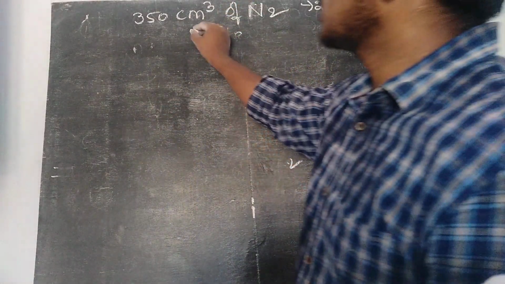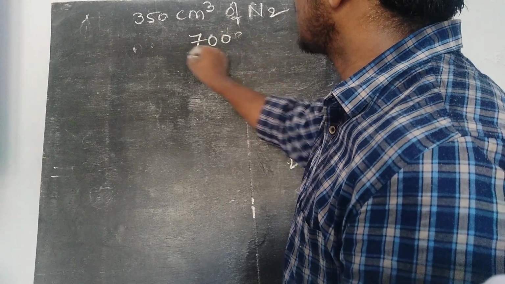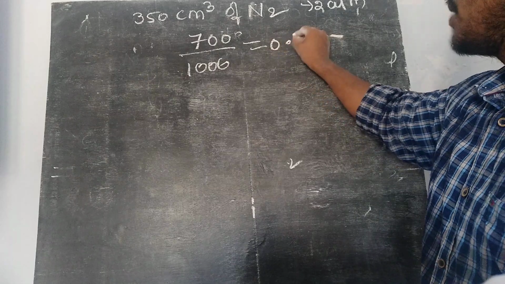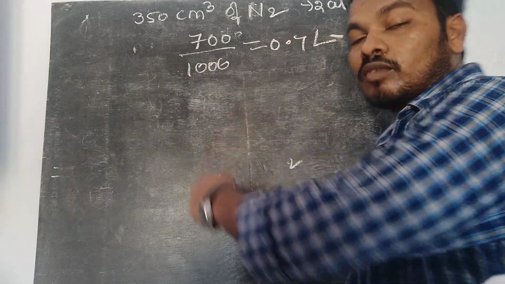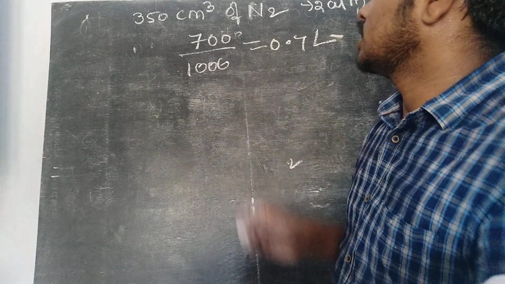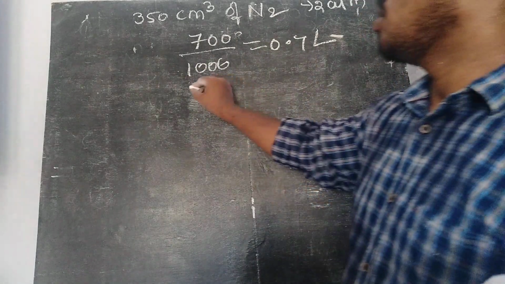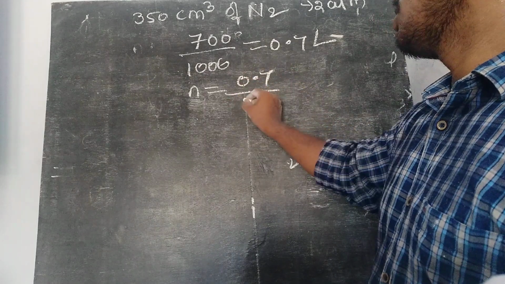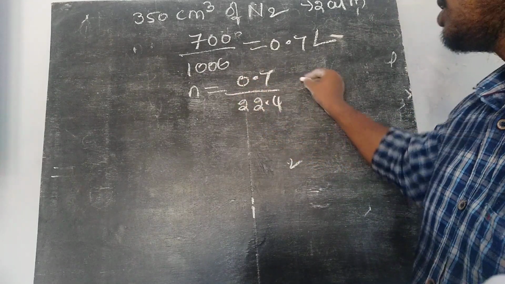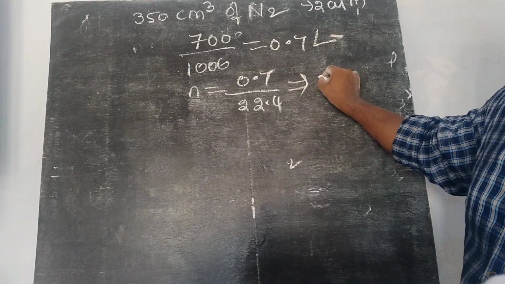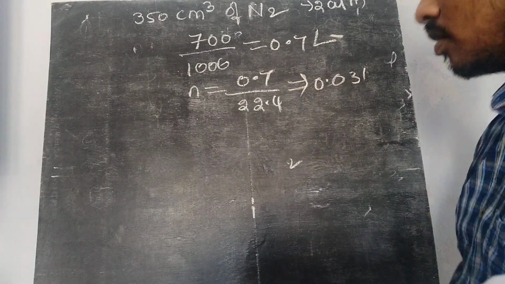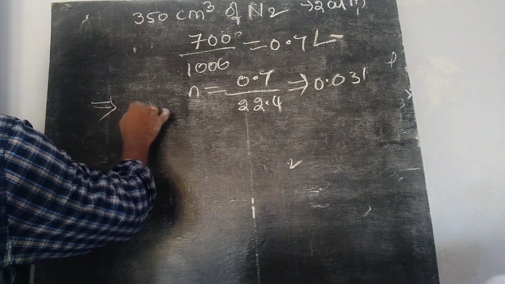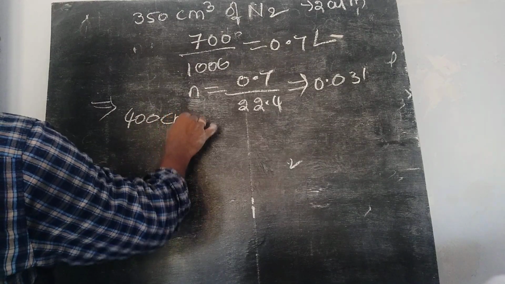So first you have to convert it into liters. 700 by 1000, so you get 0.7 liter. Now N is equal to given liters by 22.4. So automatically how much you will get? 0.031 you will get.